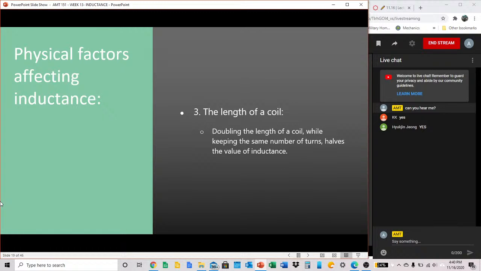Number 3, the length of a coil. Doubling the length of a coil while keeping the same number of turns halves the value of the inductance.